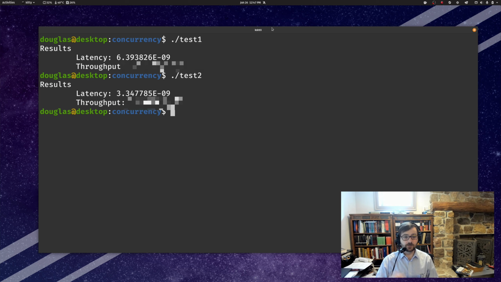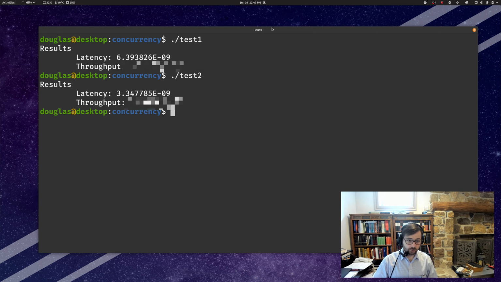So latency here is measured in seconds and throughput is measured in function calls per second, completed function calls per second. And all that I'm doing to measure this is I have a loop that calls the function a bajillion times, and then I measure the amount of time that it takes to get the latency figure, and I measure the total amount of time for the whole outer loop to get the throughput figure.